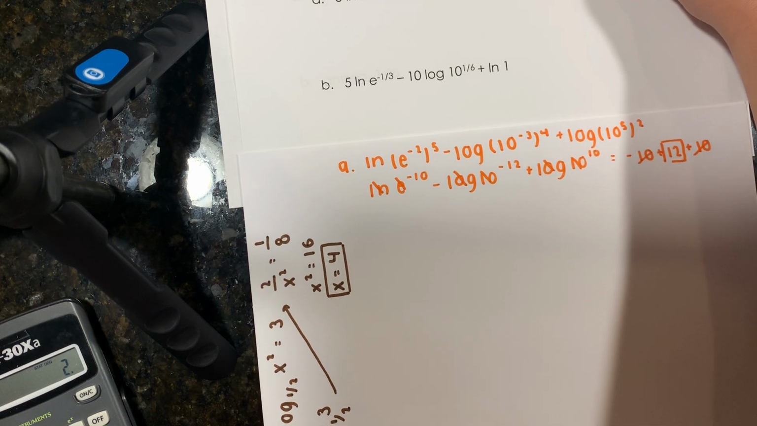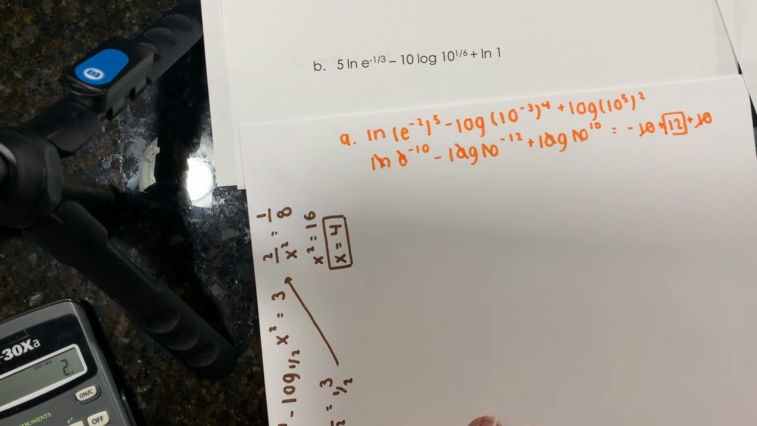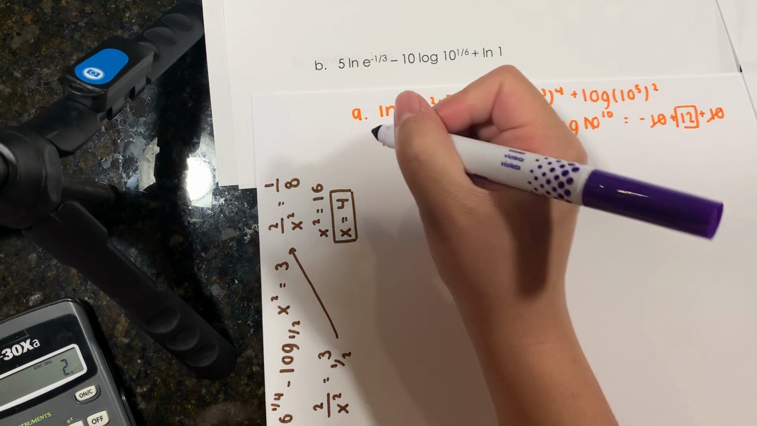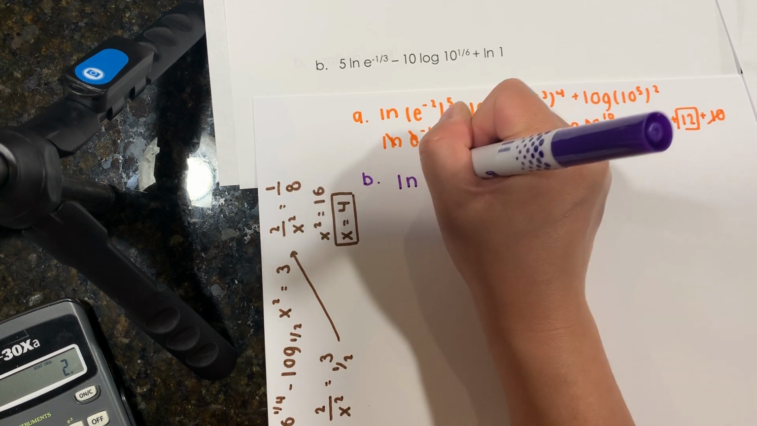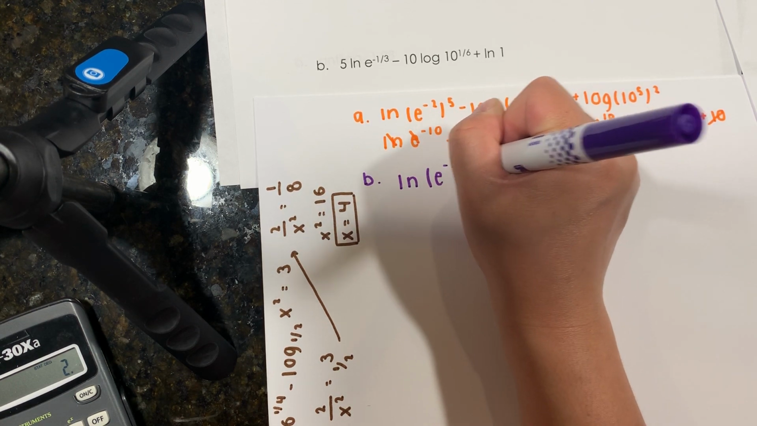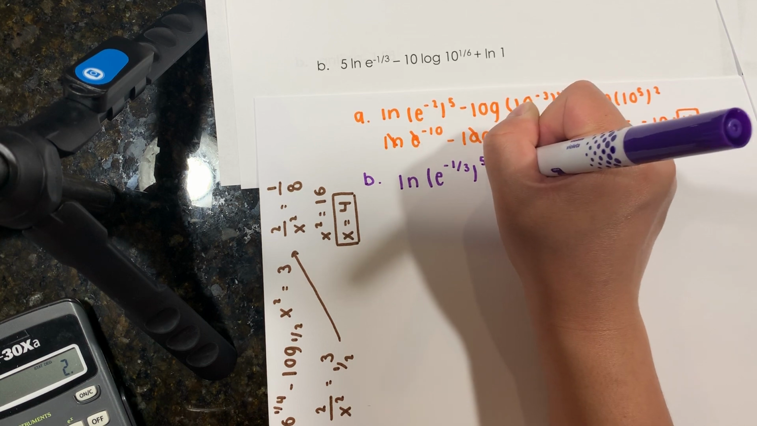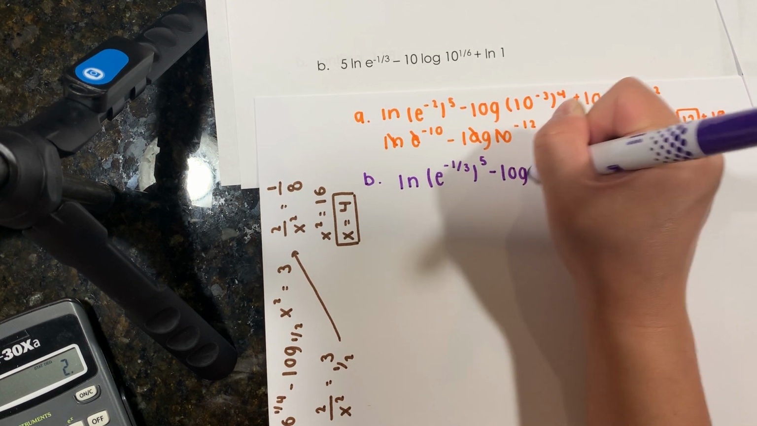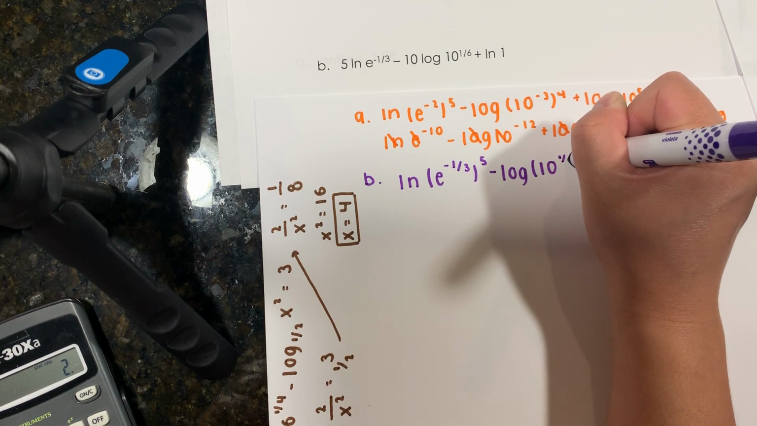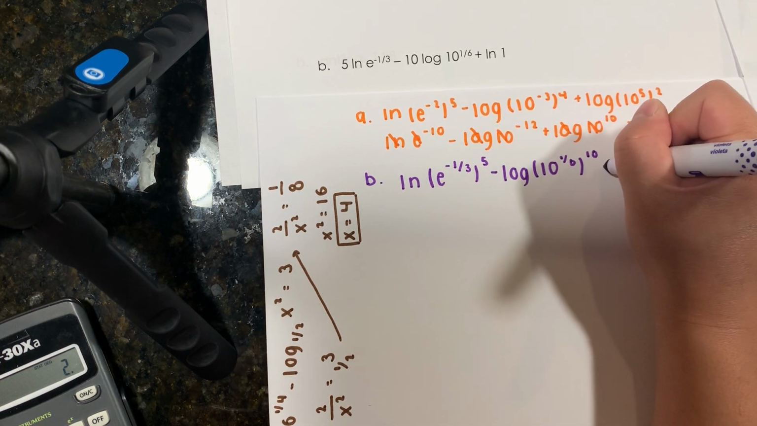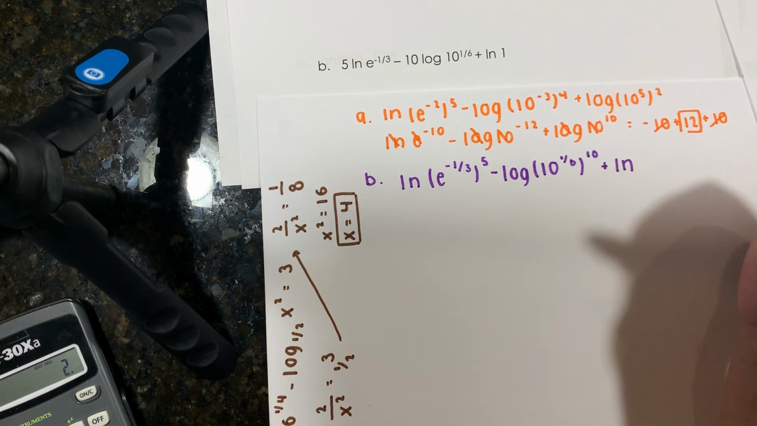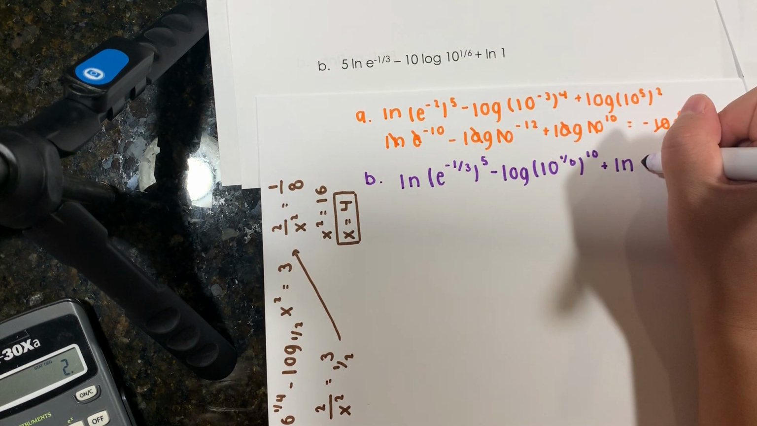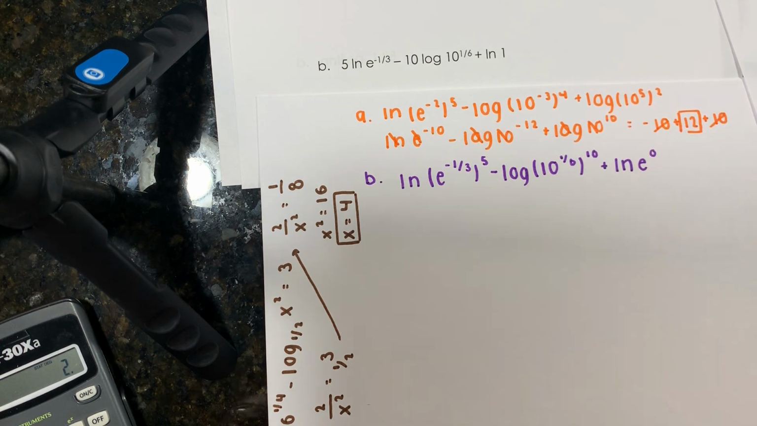Now for part 2 of this problem, similar, you're going to multiply the exponent by the current exponent. So this would be ln e to the negative 1/3 times 5 minus log 10 to the 1/6 to the 10th plus ln 1. Okay, anything to the power of 0 is equal to 1. So this is actually e to the 0. That's how it's going to cancel.